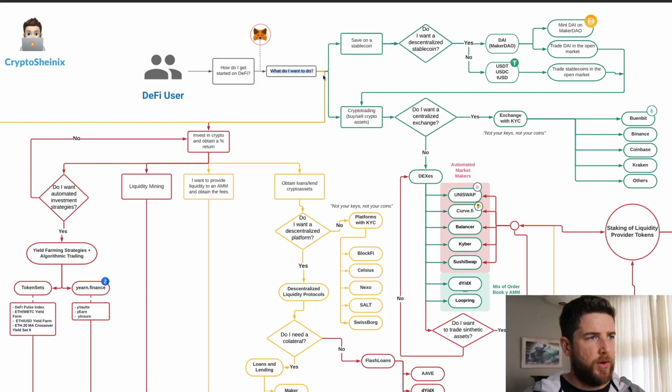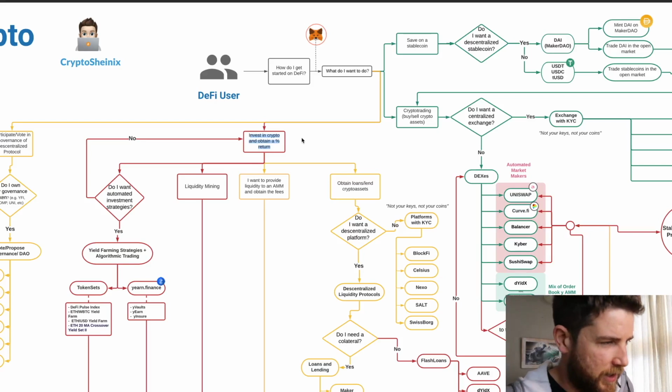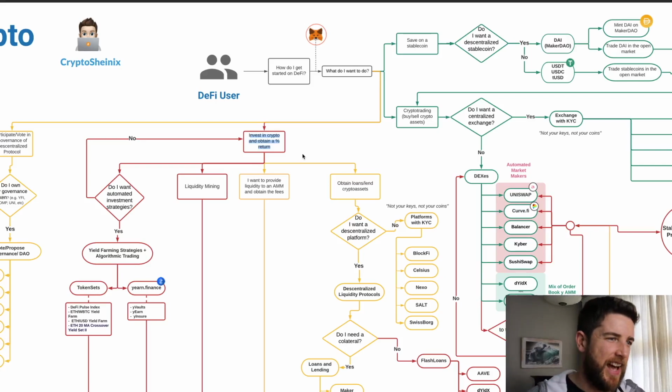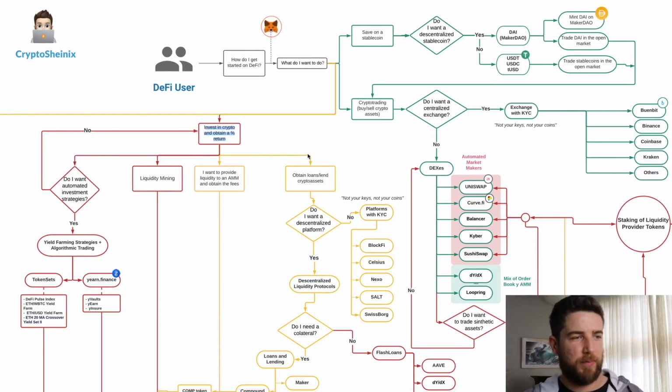And what do I want to do? Okay, we covered saving on a stable coin and trading crypto assets. And the next thing is investing in crypto and obtaining a percentage of return, obtaining a yield. And this is the main question, right? That everyone's asking when they enter DeFi and they're in crypto. Okay, I want to invest in these protocols and somehow get some money.